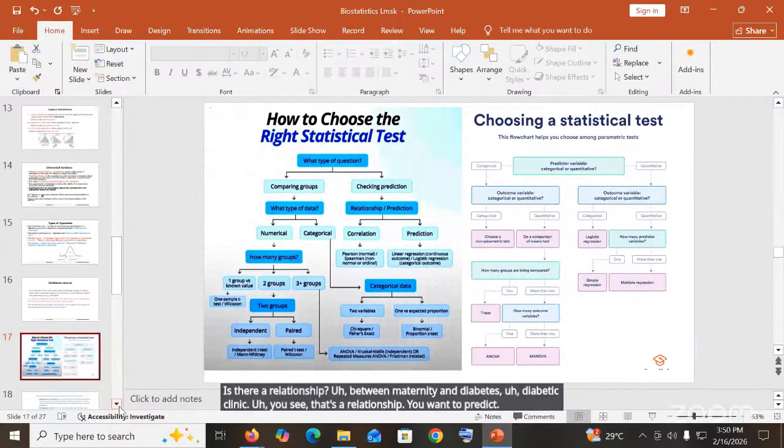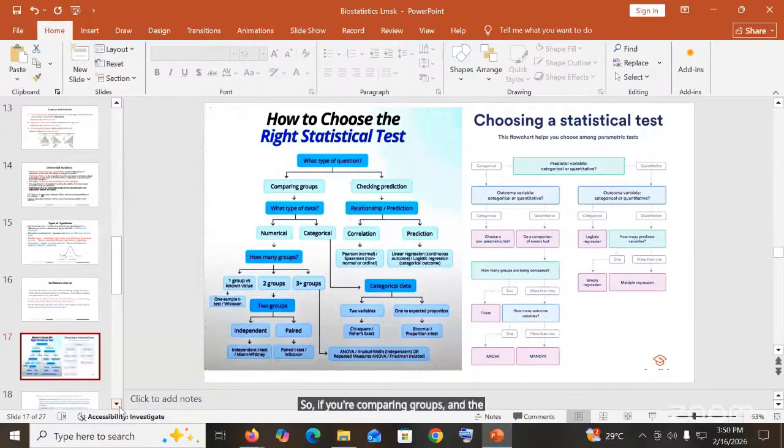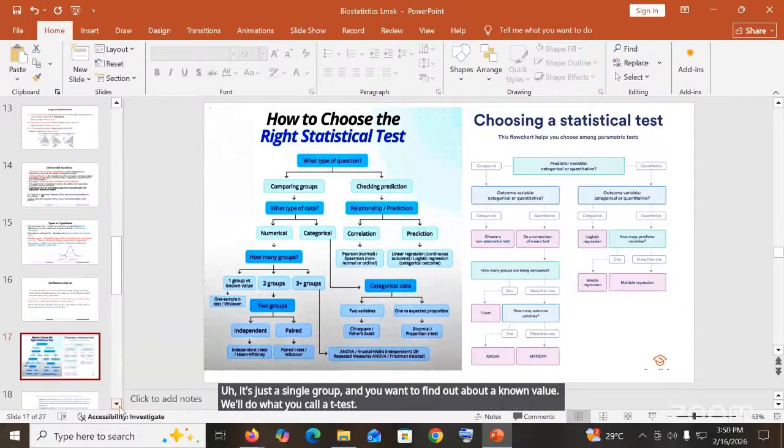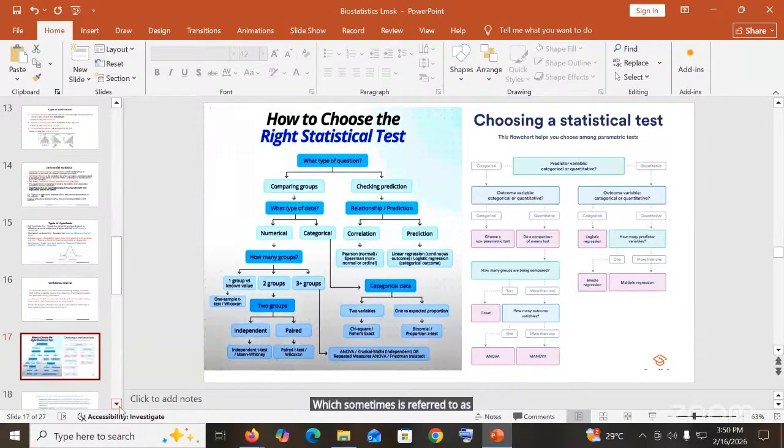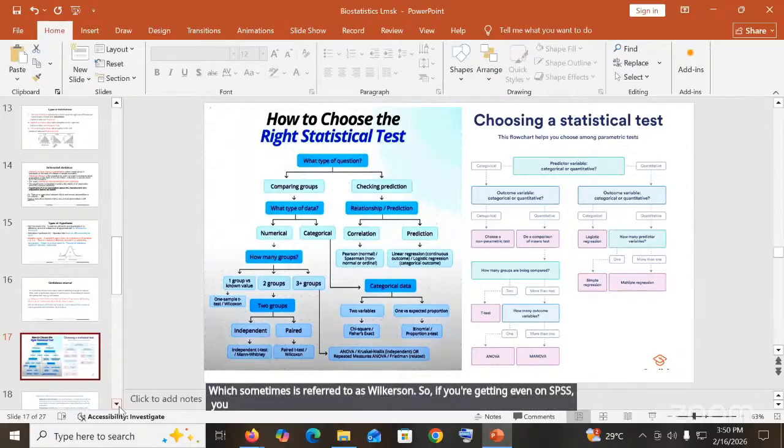So if you're comparing groups, and the type of data you're going to collect is numerical, you will ask yourself, how many groups? If it is one group versus a known value, it's just a single group, and you want to find out about a known value, you will do what you call a t-test, which sometimes is referred to as Wilcoxon. So even on SPSS, you'll do a t-test because it's one group versus some known value.